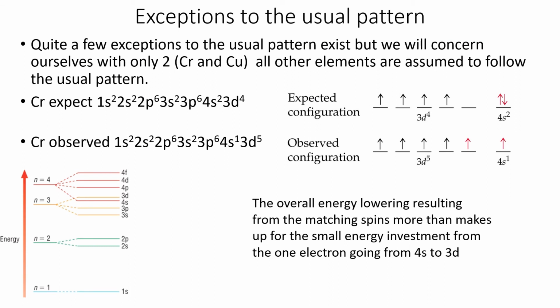There are some exceptions to the usual pattern in how we write electron configurations, and actually quite a few exceptions to the usual pattern exist. We're only going to concern ourselves with 2 of these exceptions, chromium and copper. Any other element we're going to assume follows the usual pattern. Transition elements have quite a few that are exceptions to this. Why are they exceptions? Well, they have lower energy than what our simple pattern would predict.